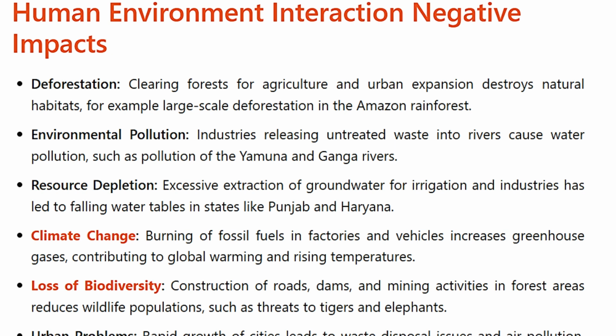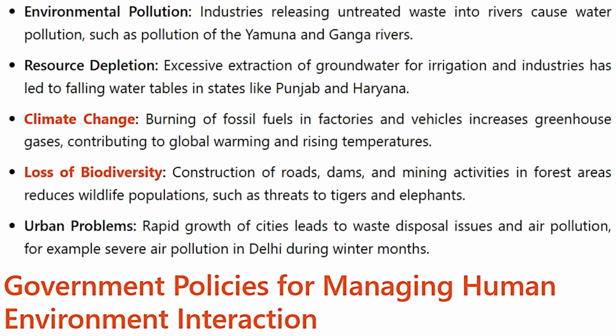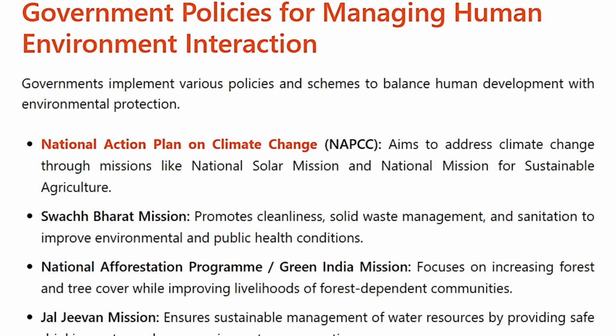Construction of roads, dams, and mining activity in forest areas reduce wildlife populations, such as threats to tigers and elephants. Urban problems: rapid growth of cities leads to waste disposal issues and air pollution. For example, severe air pollution in Delhi during winter months. Government policies for managing human-environment interaction.